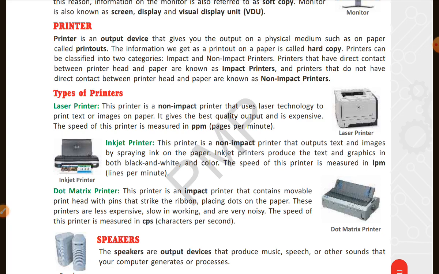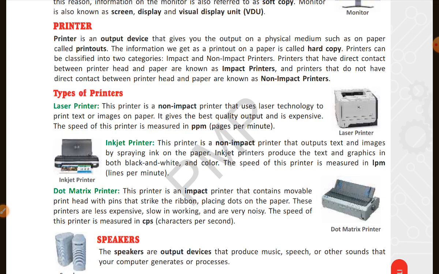Dot matrix printer. This is an impact printer. The previous two are non-impact, this one is impact, means there is a contact between the printer paper and printer head. This printer is an impact printer that contains movable print head with pins that strike the ribbon, placing dots on the paper. Means this type of printer places dots by striking on the paper.